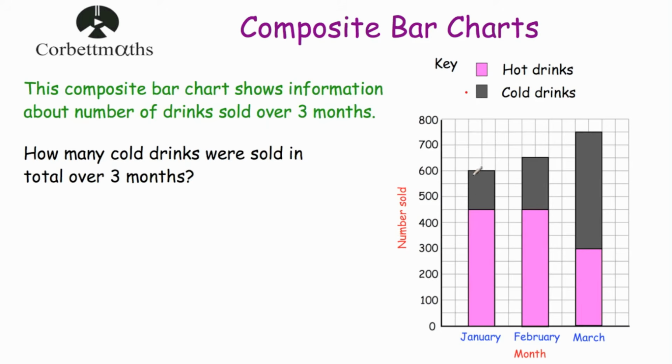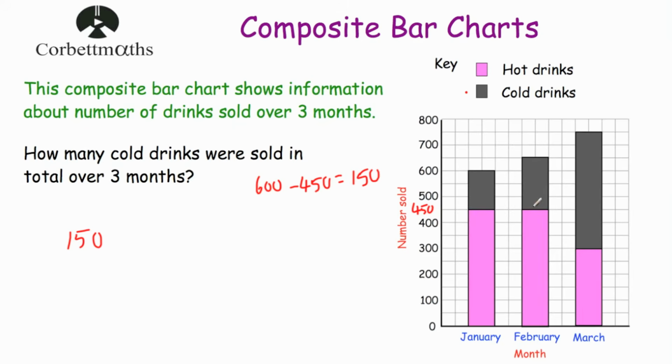So we're trying to find how many cold drinks were sold. So we know they start here at 450, and altogether the drinks go up to 600. So the cold drinks would be equal to 150 because the difference between those, 600 take away 450, would be equal to 150. So there's 150 cold drinks sold in January.